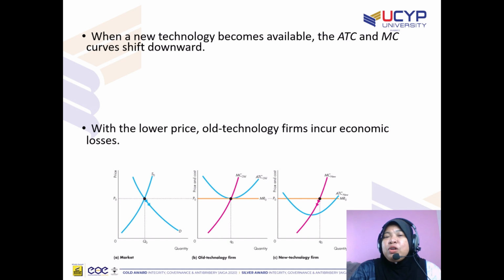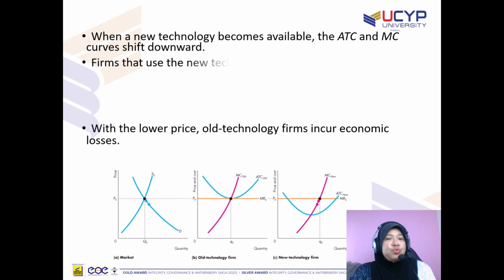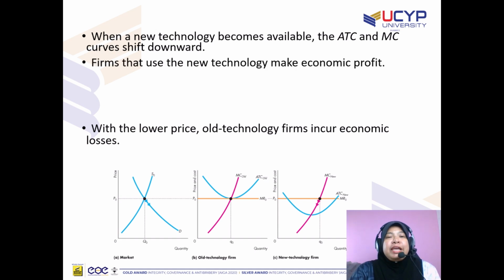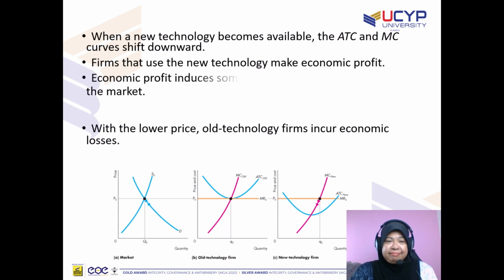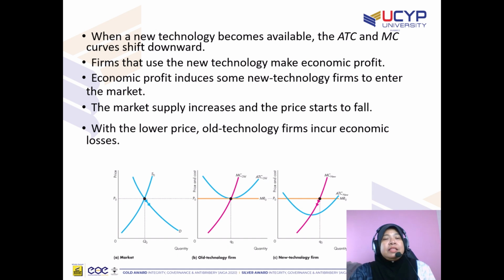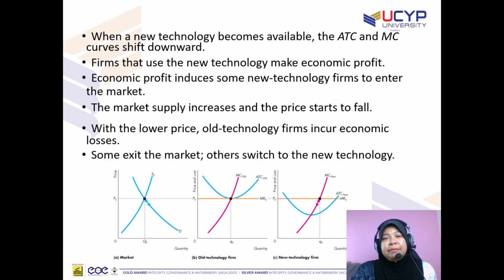When a new technology becomes available, the ATC and MC curves shift downward. Firms that use the new technology make economic profit. Economic profit induces some new-technology firms to enter the market. The market supply increases and the price starts to fall.